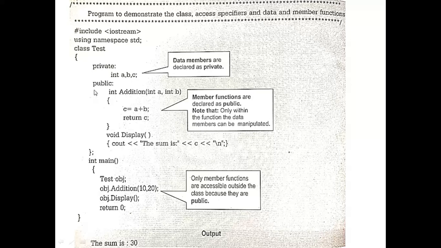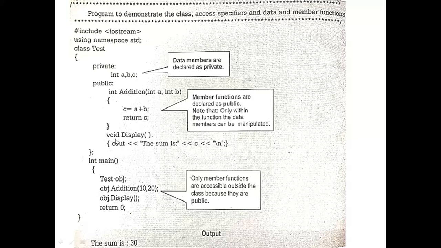Afterwards, another access specifier which is called as public is used, and in public one function is declared, that is int, that is return type of that function. Addition is the name of the function, and some arguments are passed in that function, which is int a, int b. Then afterwards the body part of the function is written, in that c is equal to a plus b, means the addition of variable a and b is put into c variable, and the value of c is returned back with using integer data type.